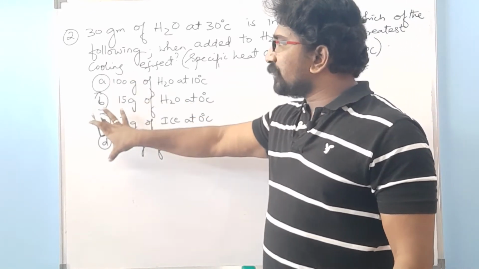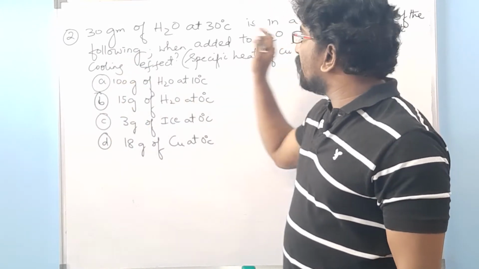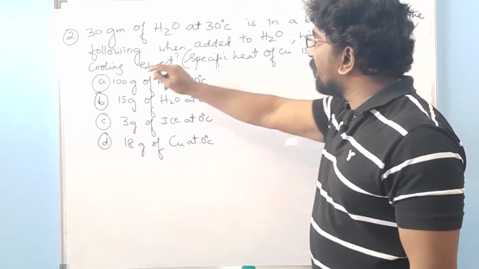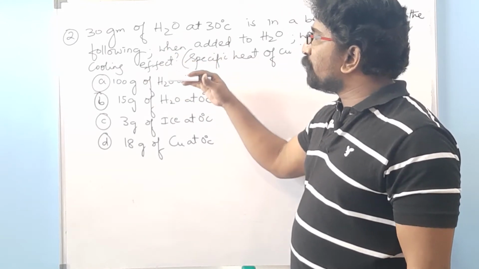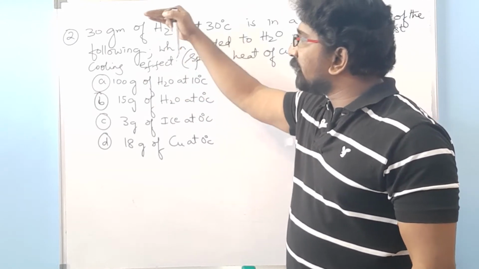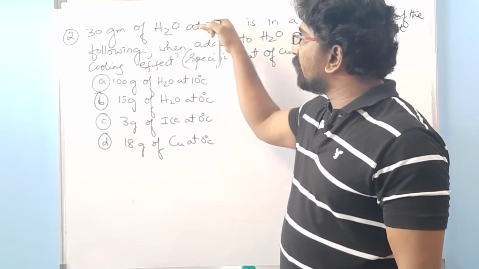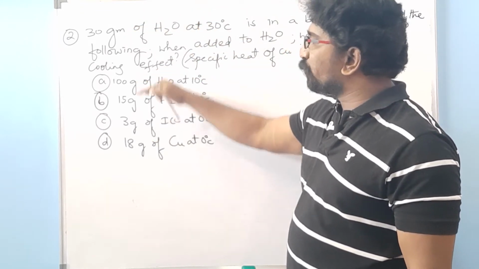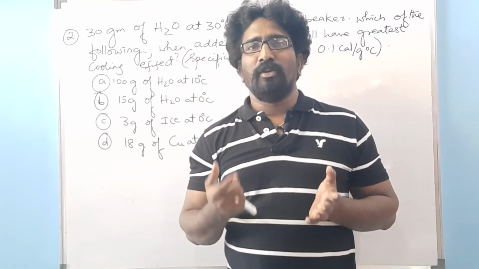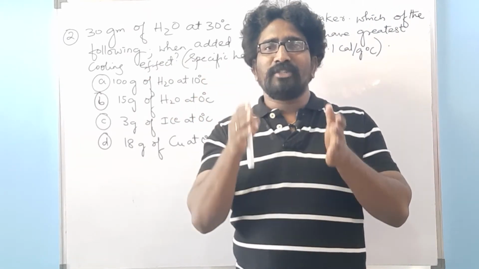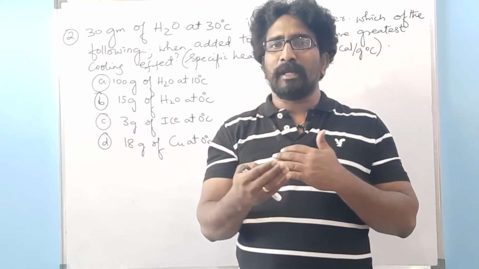Why did I write the options here? Because it is mentioned which of the following is added. Whenever you add these one after another, you are supposed to check the mixture of this 30 grams of water at 30 degrees Celsius and one among these 4. Whenever it has been mixed, you will get a resultant solution. For that solution you are supposed to find out the resultant temperature.